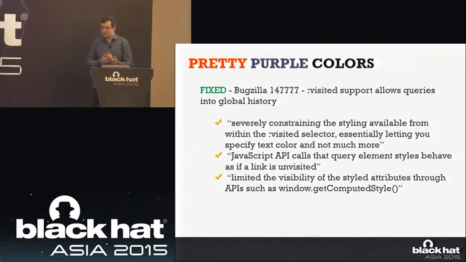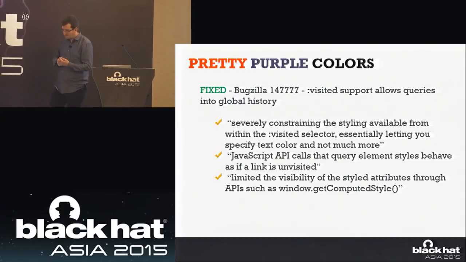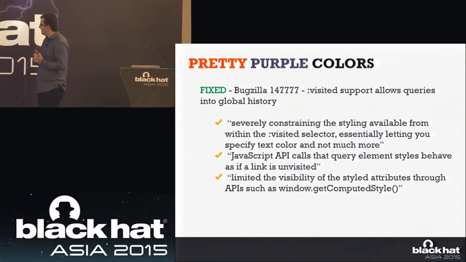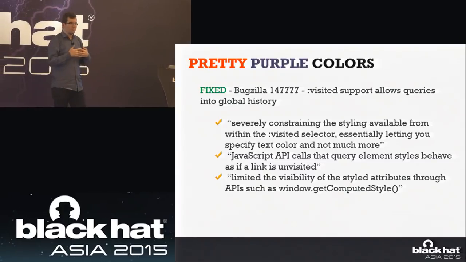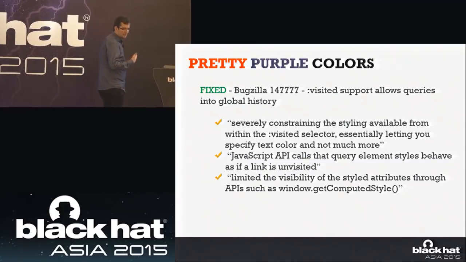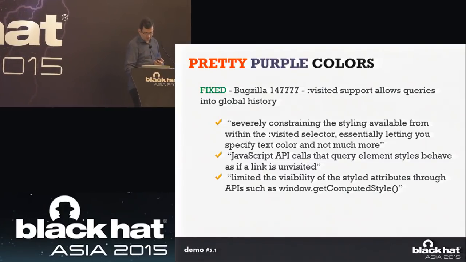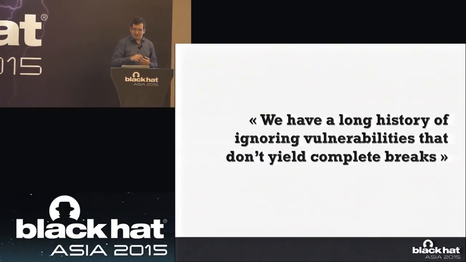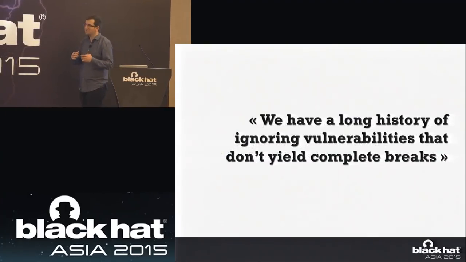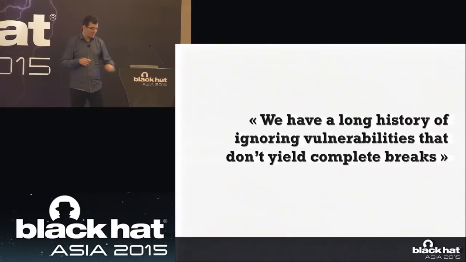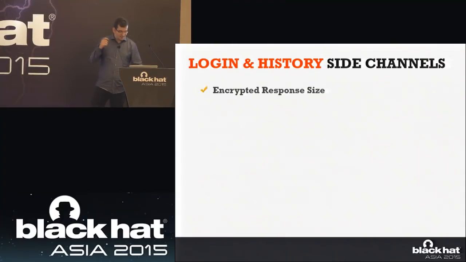So if a hyperlink is purple and you call window.getComputedStyle, you won't be able to read it. We will return the same exact color, in this case blue. Now, the good news is we have a long history of ignoring vulnerabilities that do not yield complete breaks.